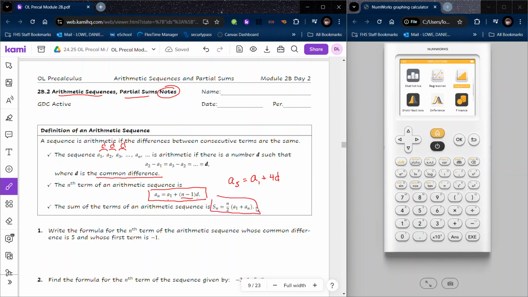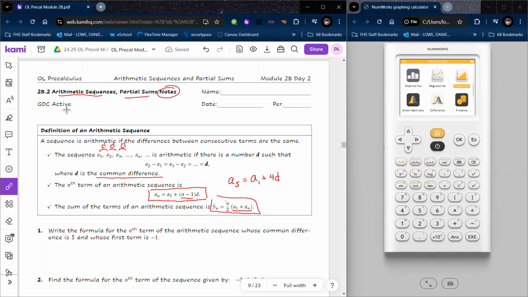The sum of an arithmetic sequence, right? If I wanted to find the sum, this is what it's going to be given by. And I can think about it as half of the number of terms times the sum of the first and the last terms. All right, so very, very useful formula to know and to be aware of.